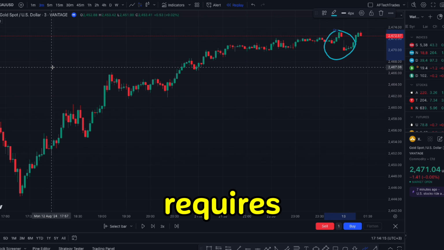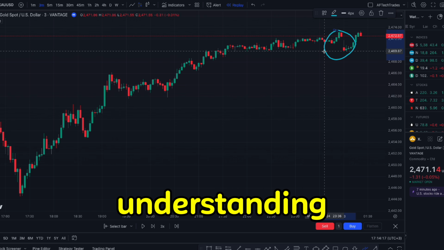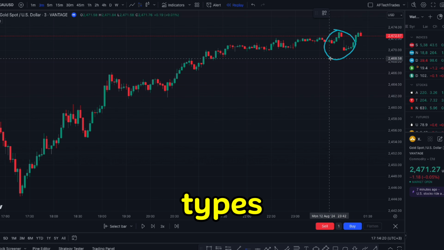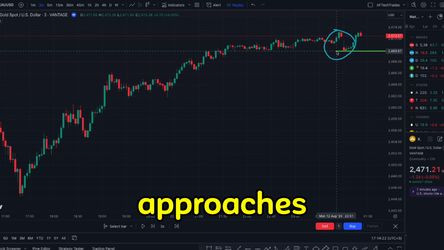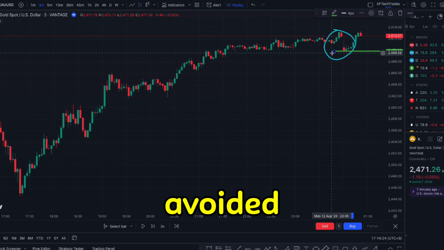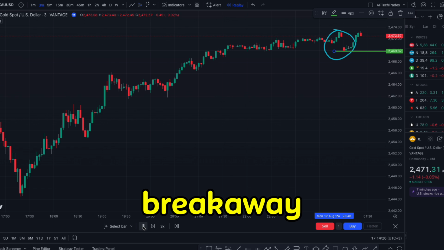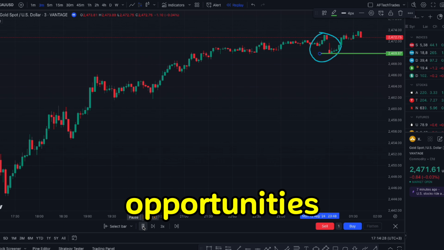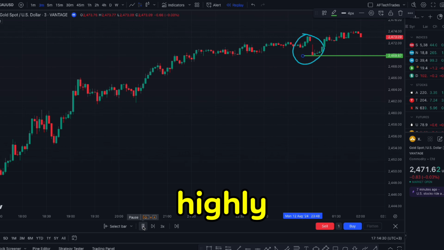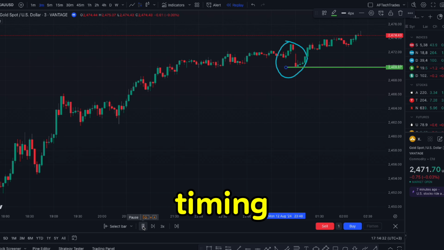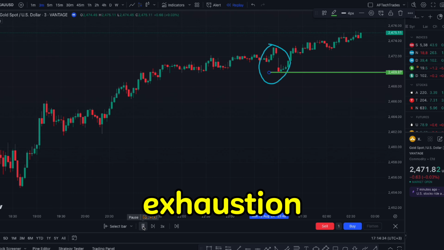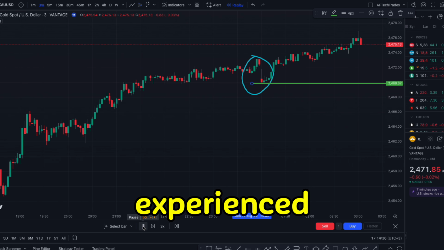Mastering gap trading requires a disciplined approach and understanding market dynamics. Different types of gaps require different trading approaches. Common gaps are best avoided due to their unreliability. Breakaway gaps present excellent trading opportunities. Runaway gaps can be highly profitable but require careful timing and risk management. Exhaustion gaps offer opportunities for experienced traders.